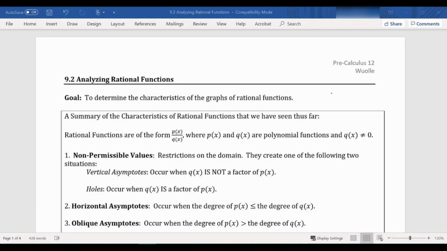So today we're going to be looking at 9.2, which is analyzing rational functions. If you did the 9.1 graph lab, these will start to look a little bit familiar, but if you have not, most of these will look completely new.